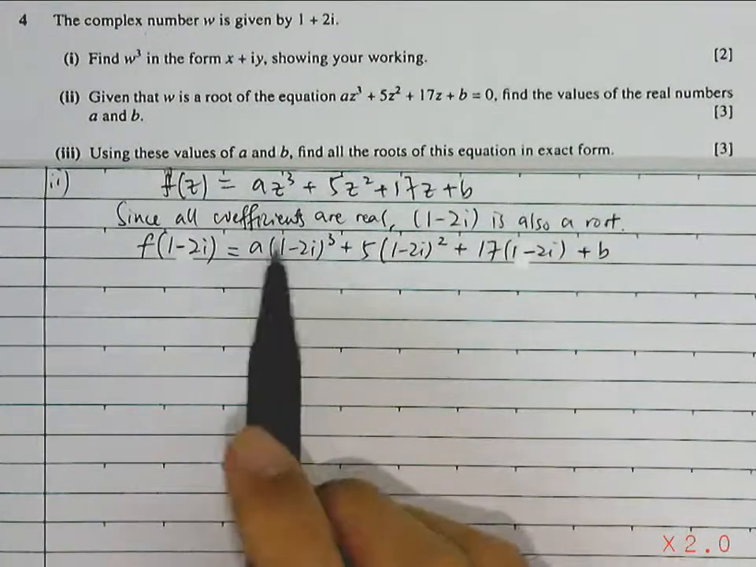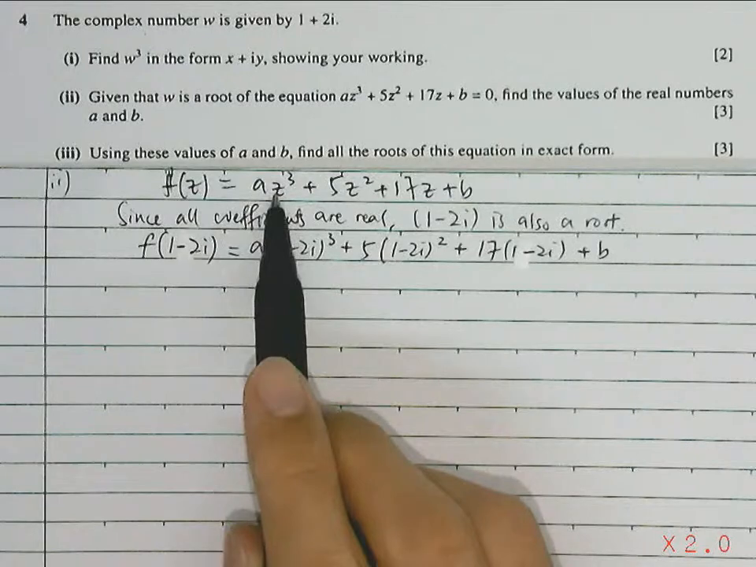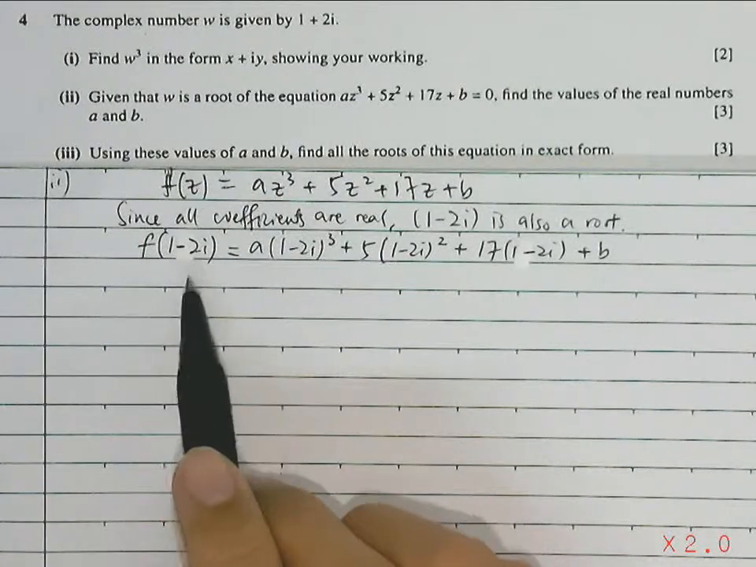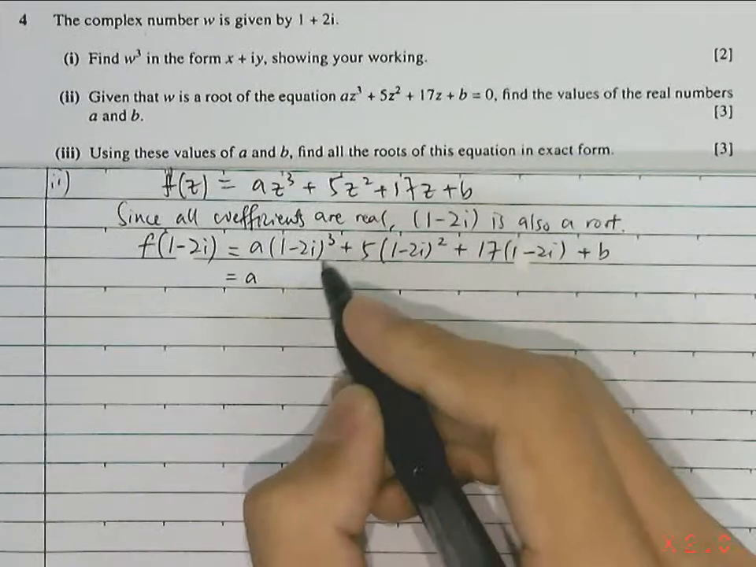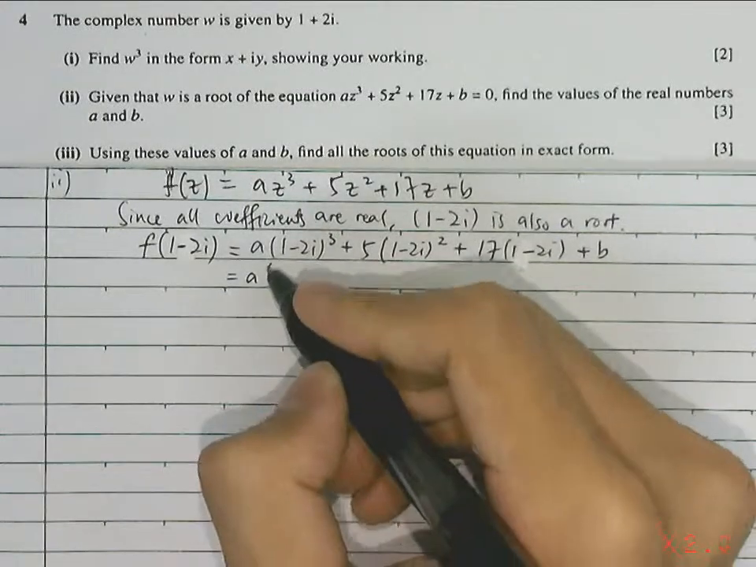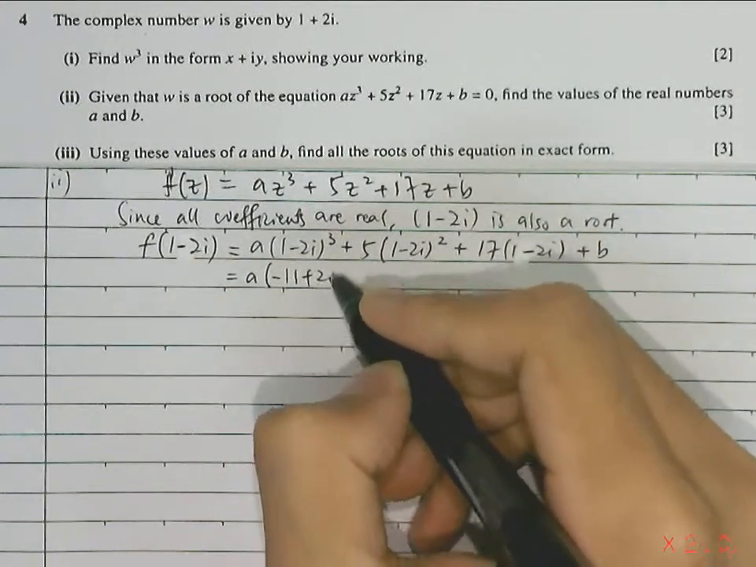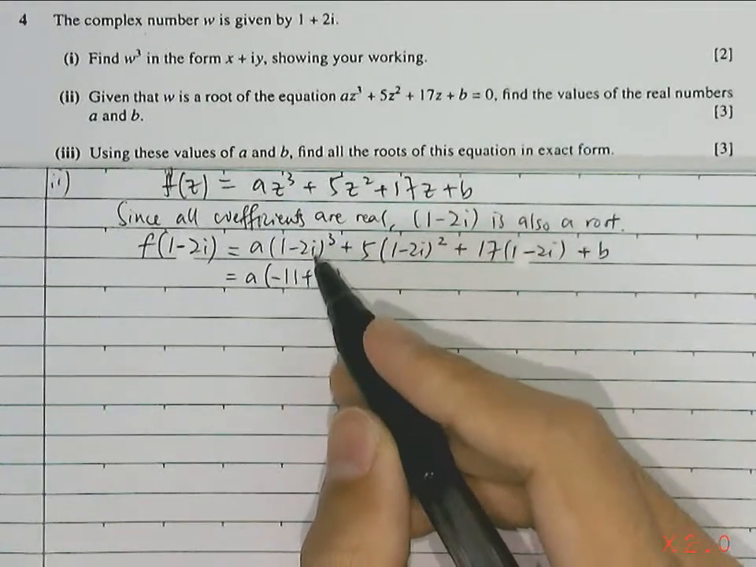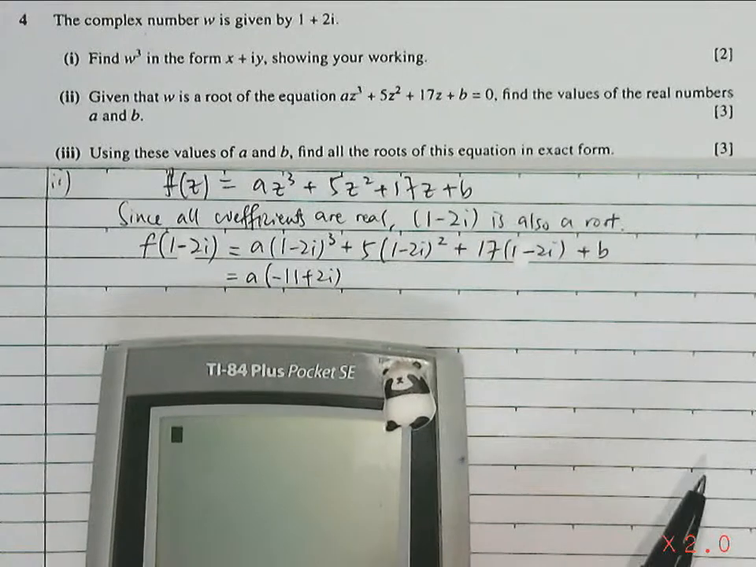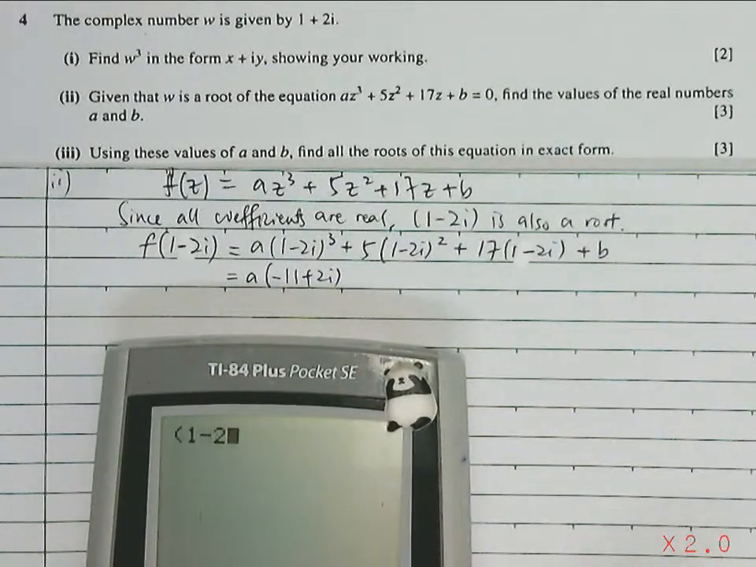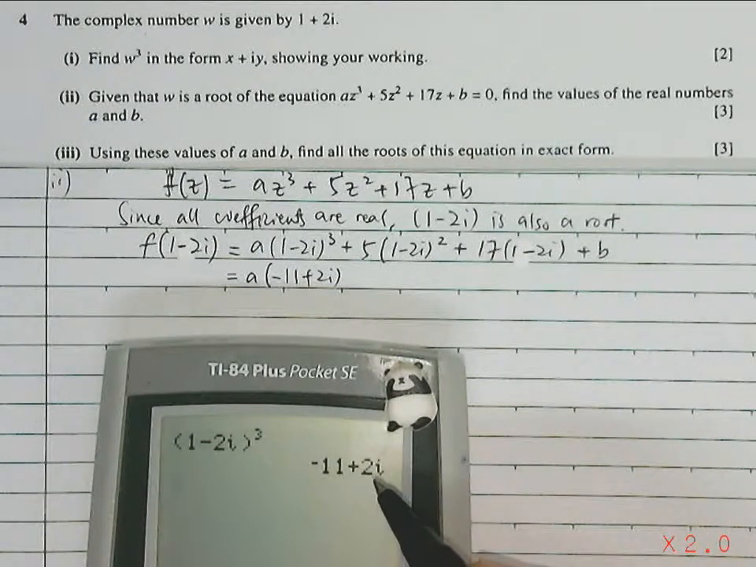So what I did was substitute all the z with the root of 1 minus 2i. Next, we can expand this. There's no need to expand it manually. We can use our GC to expand this. For example, 1 minus 2i cubed can be done using the GC. The GC will expand it for us: negative 11 plus 2i.